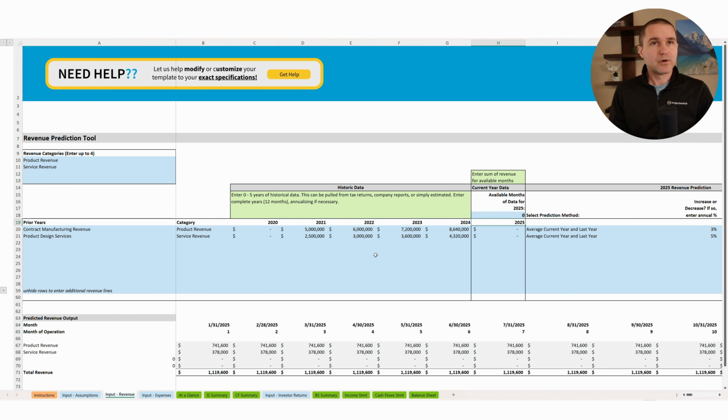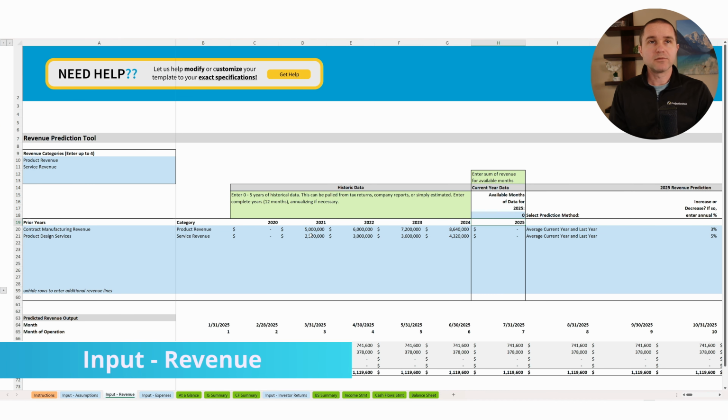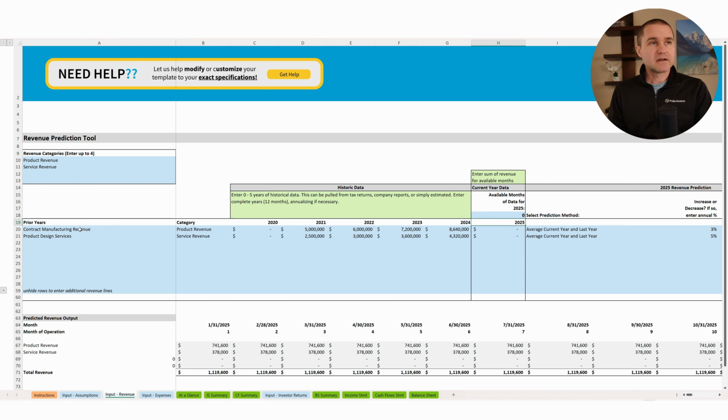All right, let's move on to the input revenue. So with the revenue tab, what you're able to do is, let's say this is a contract manufacturer, and maybe this manufacturer also does some professional services, some product design services for their clients as well. So you have product revenue and service revenue. You can set different revenue categories up here. So you can enter up to 4 different types of revenue categories and then select them from the drop down. You can put in up to 5 years of historical revenue numbers.